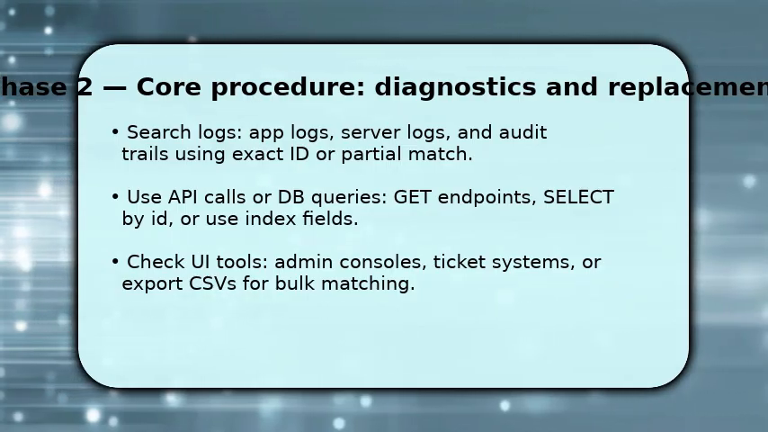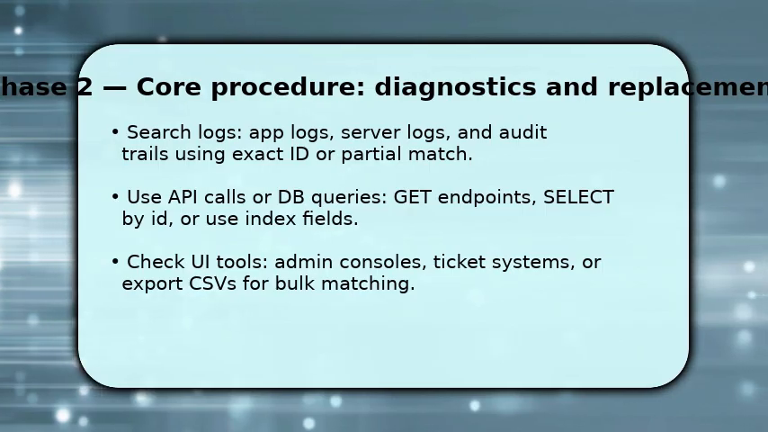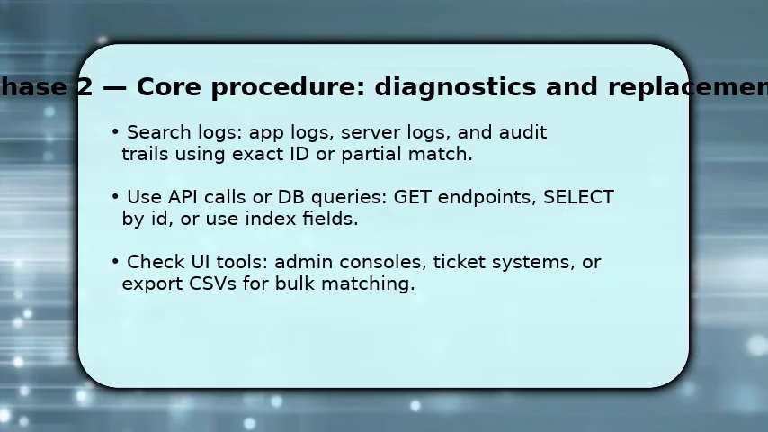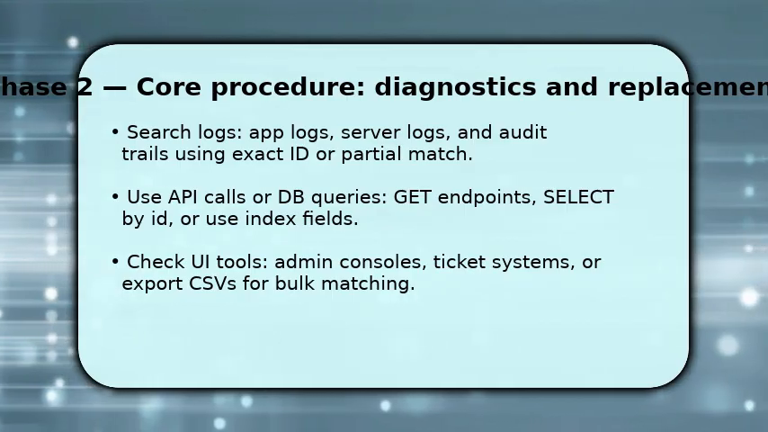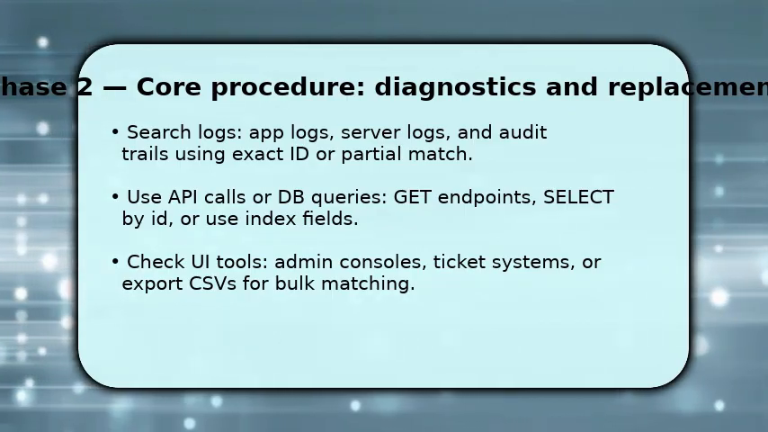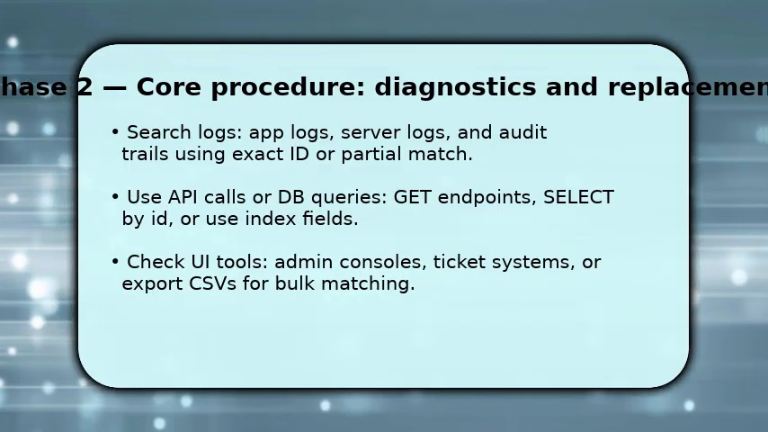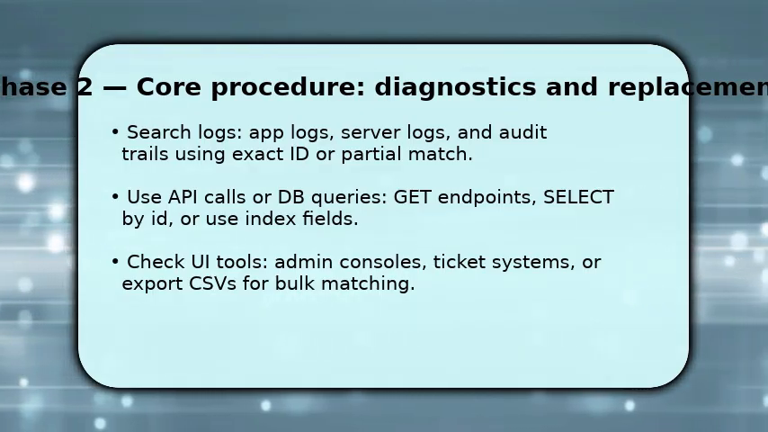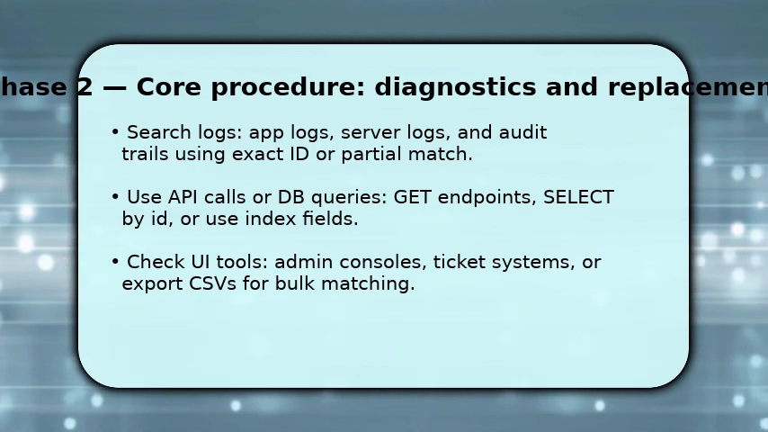Once you have a target system, run API get calls or database select queries against indexed ID fields to pull the full record. Make sure to use admin consoles or ticket views to surface related metadata and export a CSV if you need bulk matching. Remember why? Cross-referencing proves you found the right event.